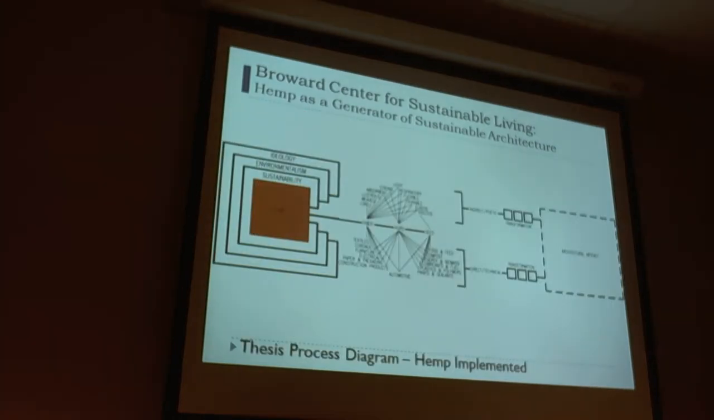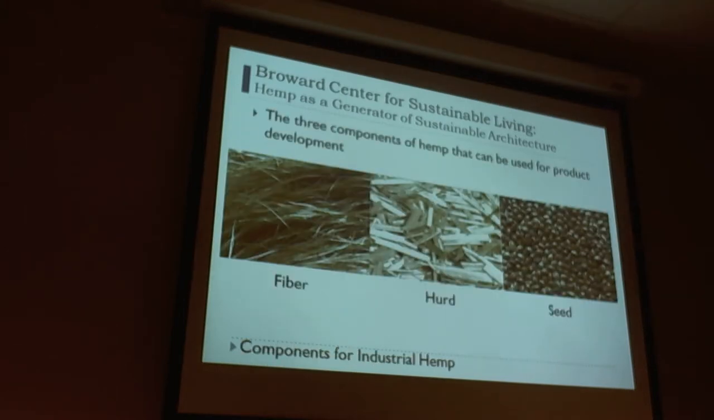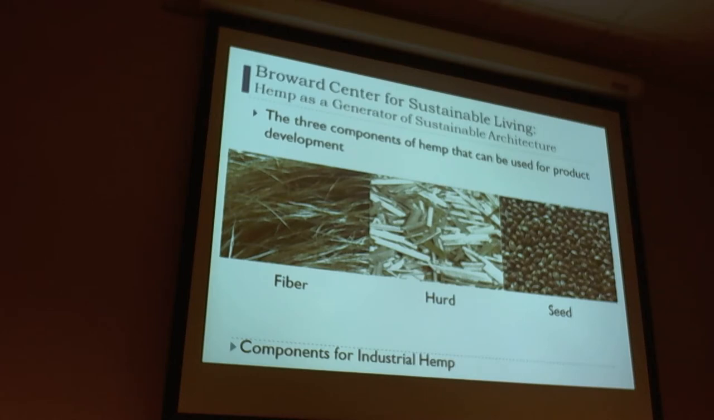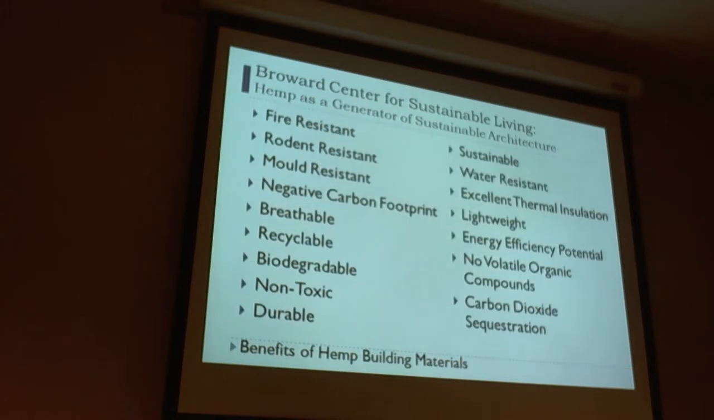So we move into the product point. Hemp is divided into three components: fiber, herb, and seed. There is a fourth component, which is resin, but that's for medicinal purposes. And these are the benefits of hemp.